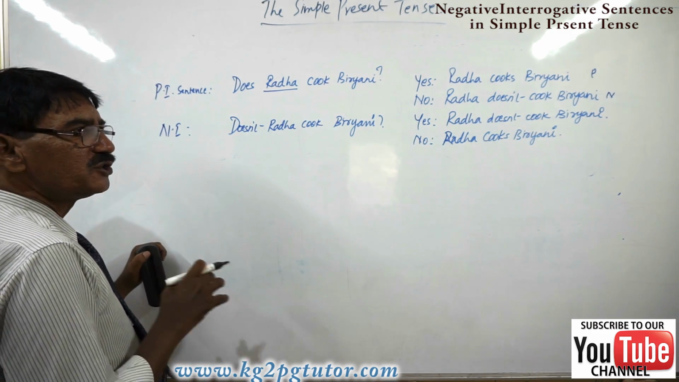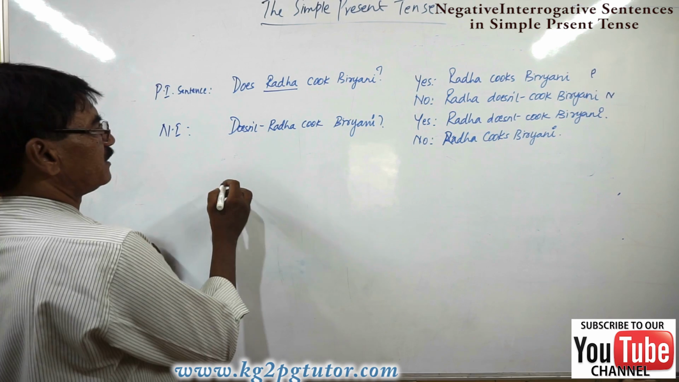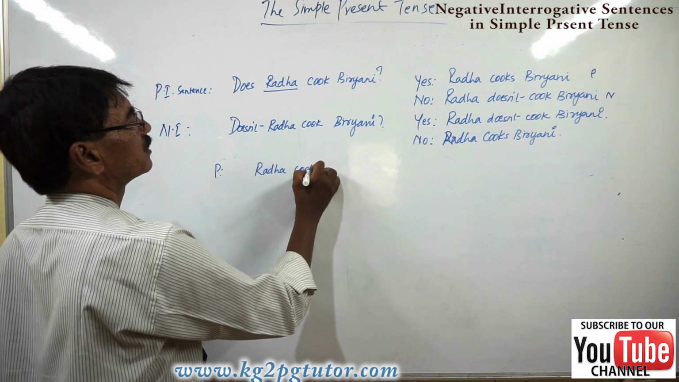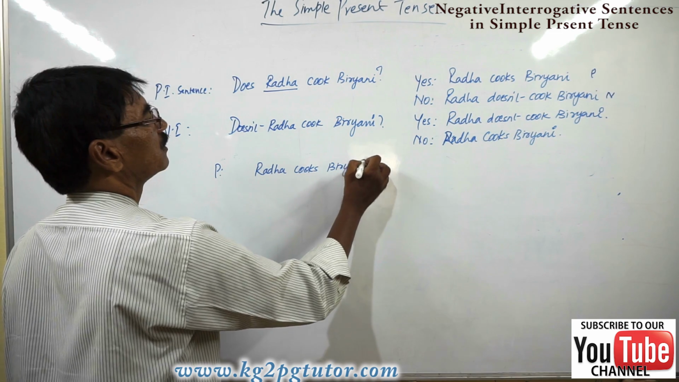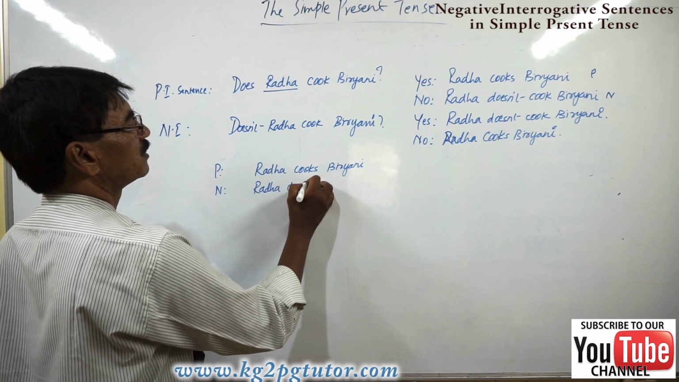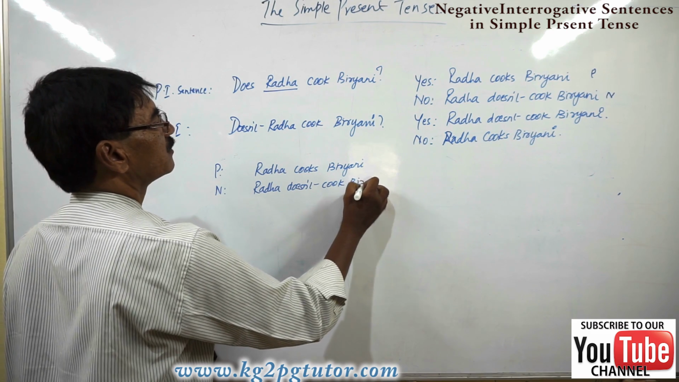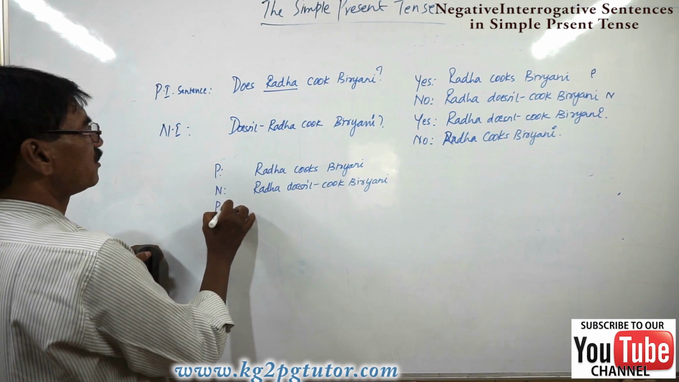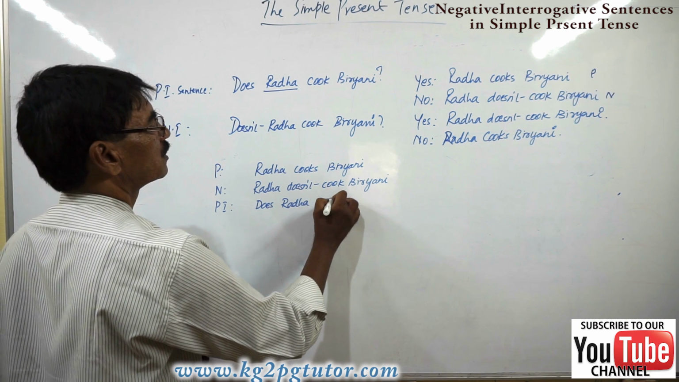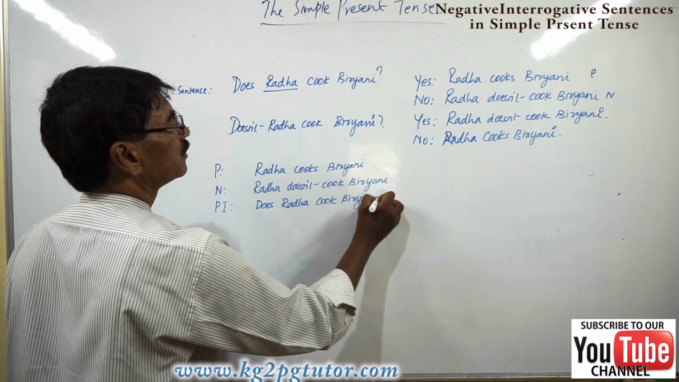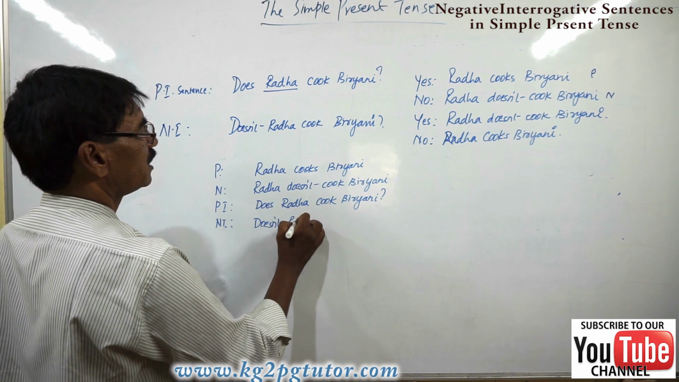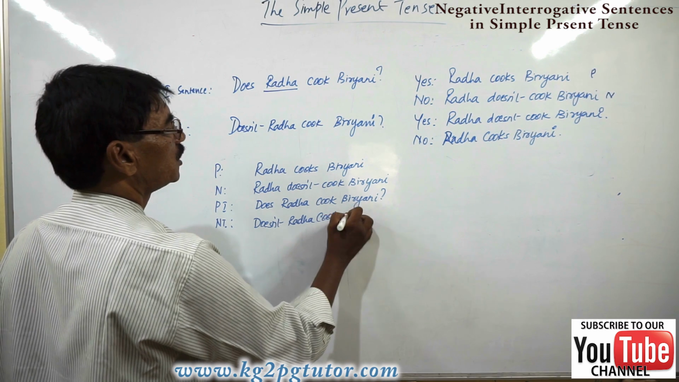But for practice sake, I want you to write it in a different notebook and practice like this. Now, for example, positive sentence: Radha cooks biryani. Negative sentence: Radha doesn't cook biryani. Positive interrogative sentence: Does Radha cook biryani? Negative interrogative sentence: Doesn't Radha cook biryani?